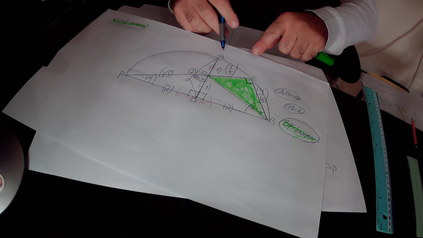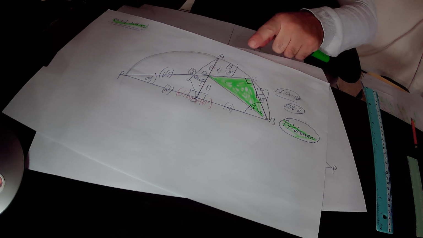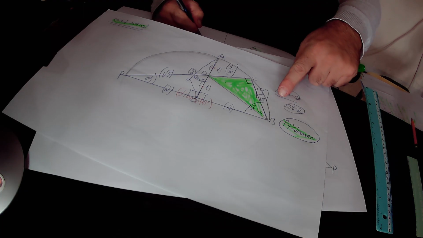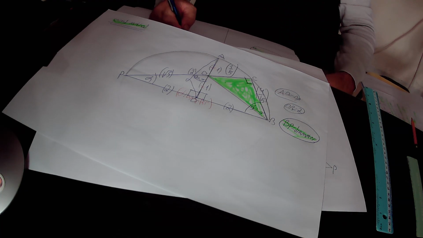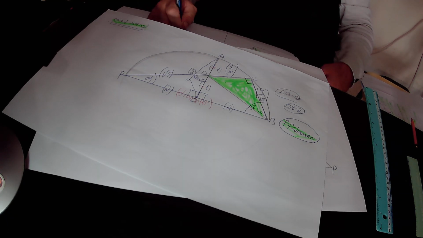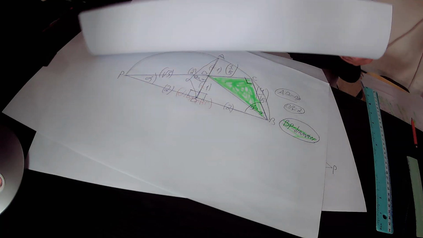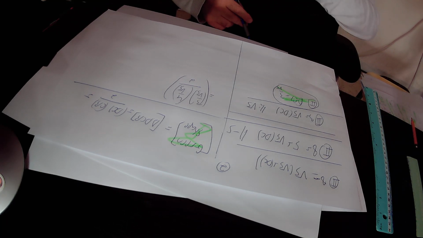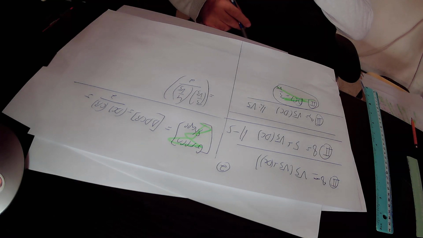The base DC equals 3 over square root of 5 units in length, times the height CB, which is equal to 4 over square root of 5 units in length, divided by 2. So in total, you found that the area of the green shape is equal to the value of this expression. Actually, this repeats the solution from the first method. It's exactly the same.